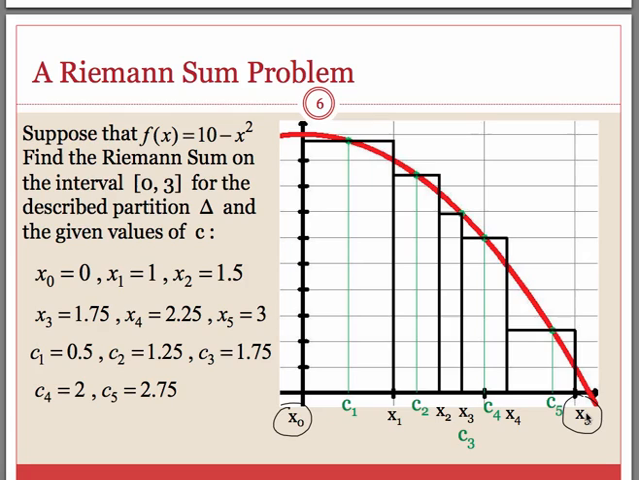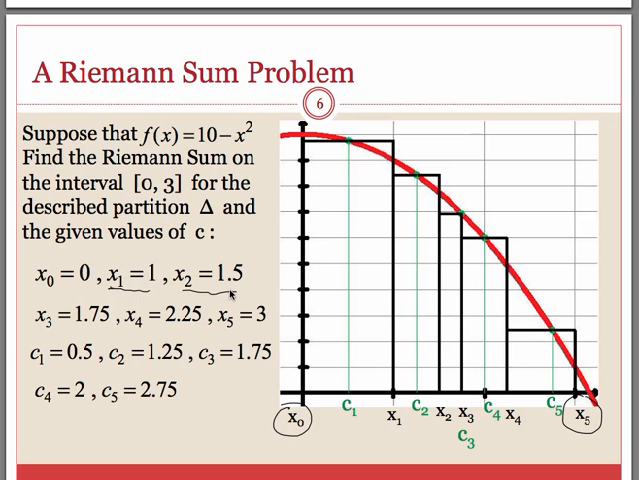The second rectangle is going from x1 to x2, so if you take a look at those values that you're given over here, that second rectangle is going to have a width of a half. The third rectangle is the skinny one. That's going from x2 to x3. That has a width of only 0.25. And then you could do the last two rectangles as well.